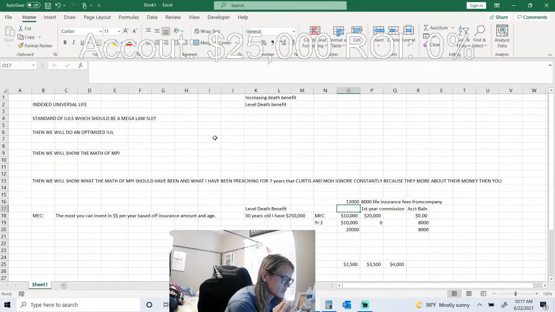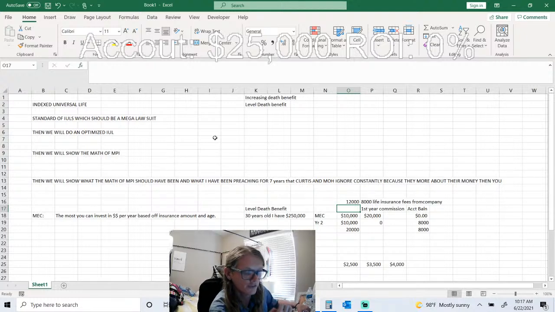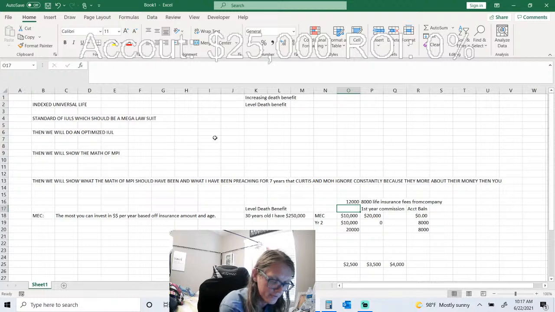In a life insurance policy, you pick male or female, you pick age, you pick increasing death benefit or level death benefit. Basically, increasing death benefit means you start out with a certain amount of life insurance, but every dollar you put in cash value adds to your life insurance and gets protected under the life insurance umbrella.